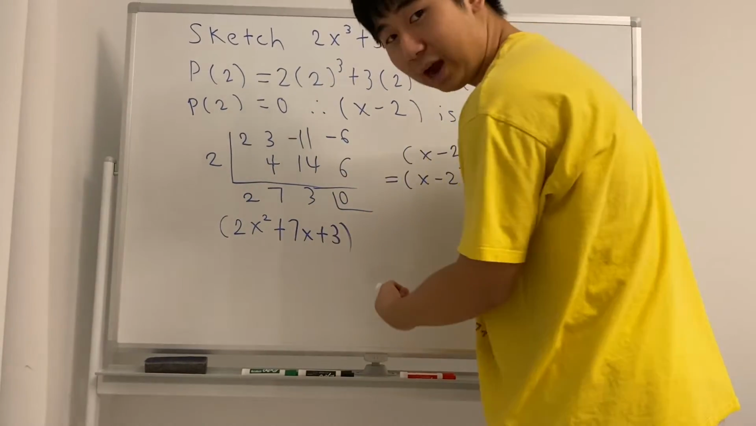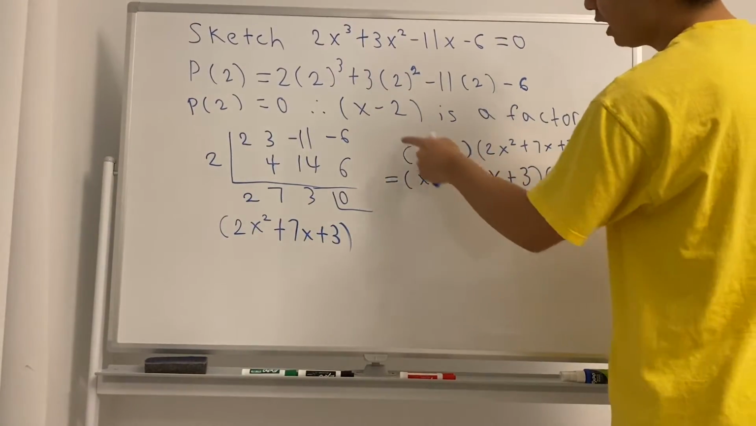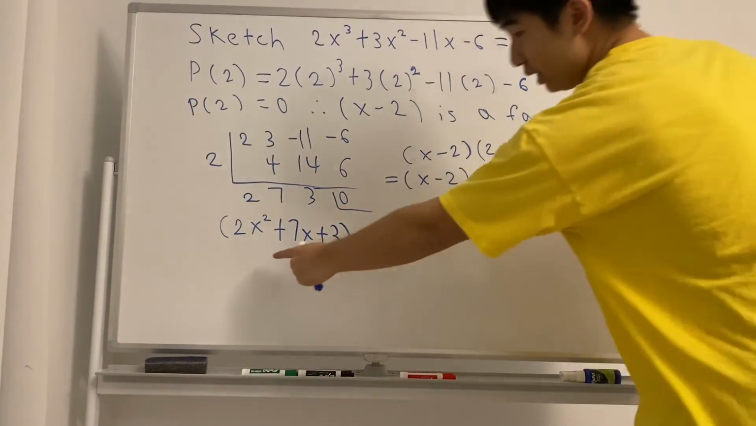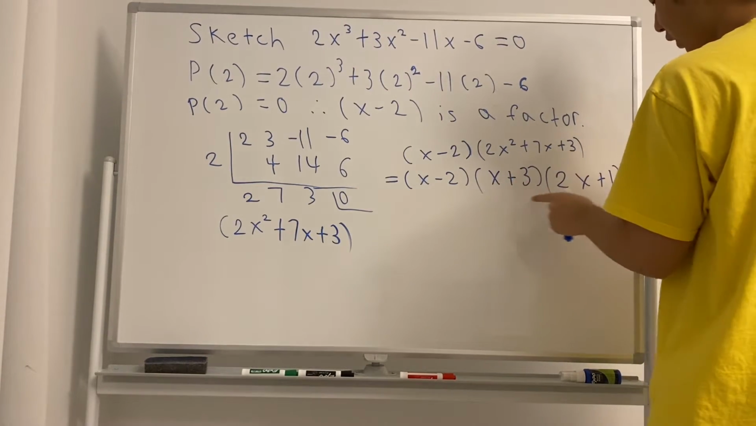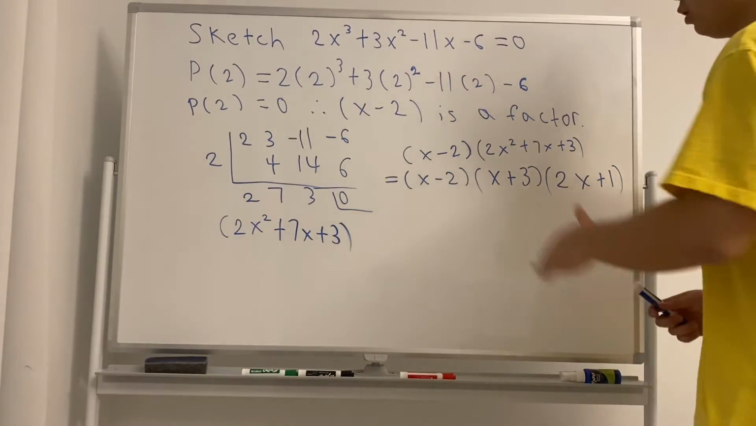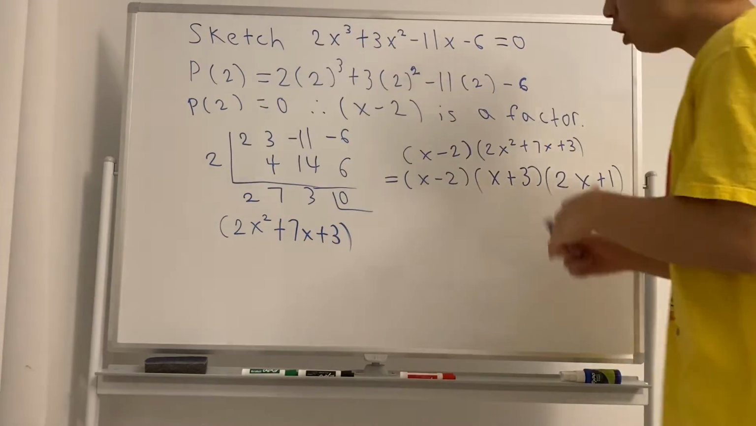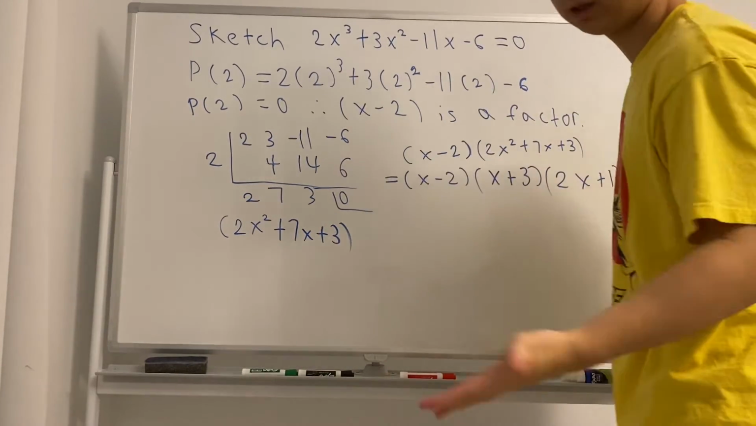But this can still be factored. So I brought everything over to this side. x minus 2 is a factor, and then I wrote this out from this, and I factored it. When you factor this out, you get x plus 3 times 2x plus 1. So now, this is really what 2.7 is. You're solving for x. All you're doing is setting these factors equal to 0, and you solve for x to find your x-intercepts.